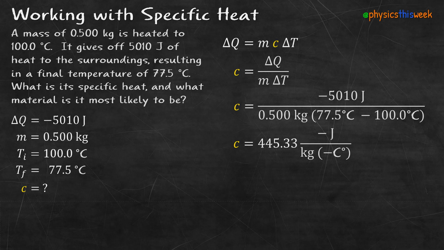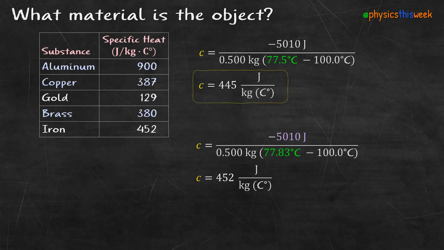The units are given by the fraction negative joules divided by kilograms negative Celsius degrees. Notice that the signs of the heat loss, negative, and the temperature change, also negative, cancel out. This leaves us with a positive value of 445 joules per kilogram Celsius degree to the proper number of significant digits. To determine which material this is, we need to reference a table of specific heats. Note that this specific heat isn't exactly a value found on the table I showed earlier. However, it is reasonably close to 452 joules per kilogram Celsius degree.